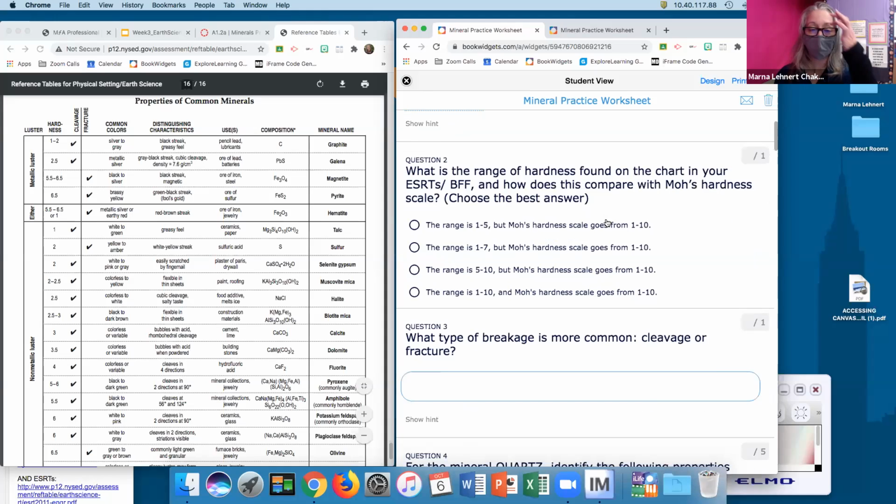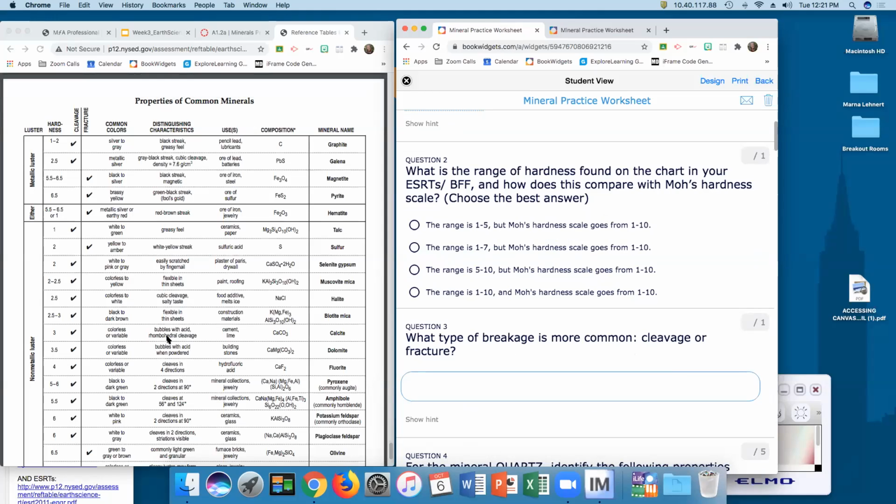What is the range of hardness found on the chart in your earth science reference tables, and how does this compare with Mohs hardness scale? Choose the best answer. So for this one, what do you think? Carla? I think the range is 1 through 7, but most hardness scales go from 1 through 10. So how did you figure that? Yeah, how did you figure that one out, Carla?